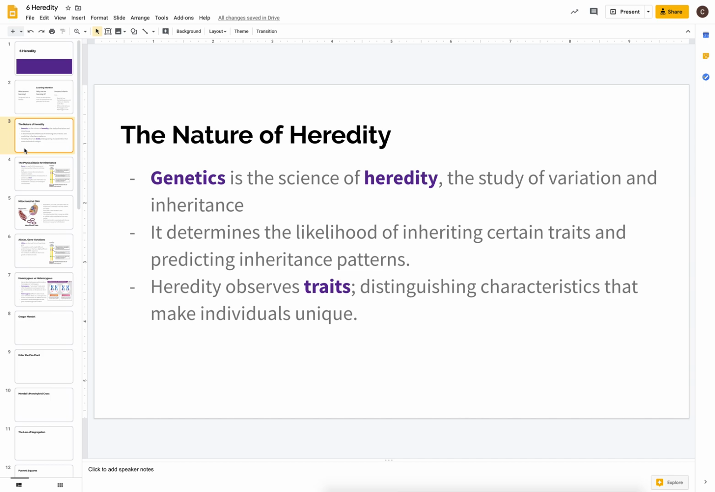So, genetics is the science of heredity, which is the study of variation and inheritance. Part of this is studying DNA, but it's also about determining the likelihood of inheriting certain traits from parents and predicting what inheritance patterns are going to be like in the future. It's not just about studying the physical DNA molecule itself. So what heredity does is it observes traits, the distinguishing characteristics that make individuals unique.